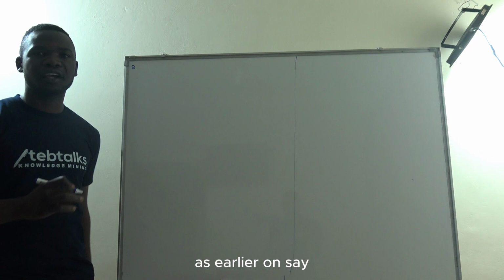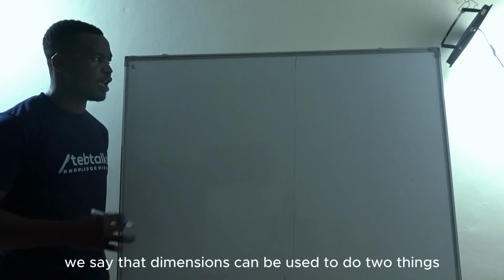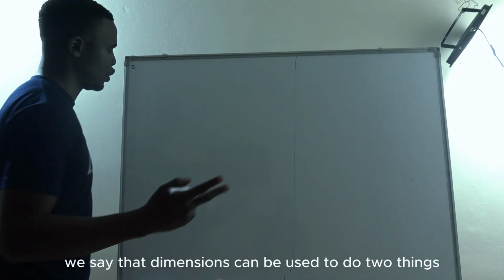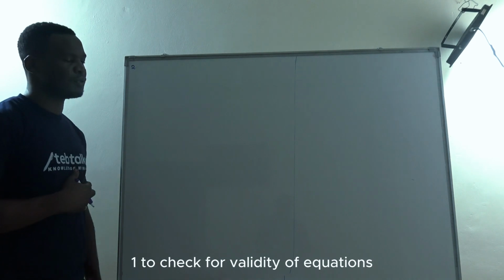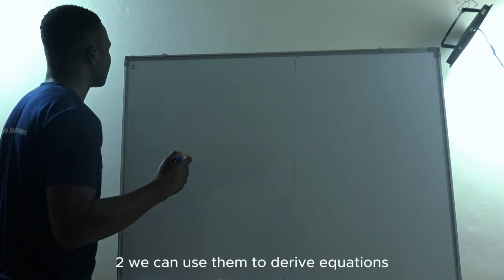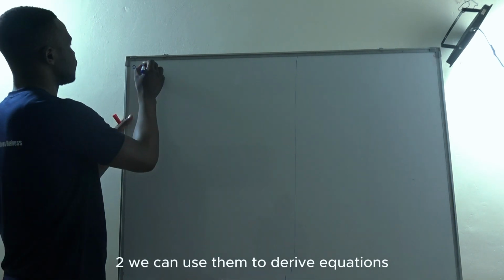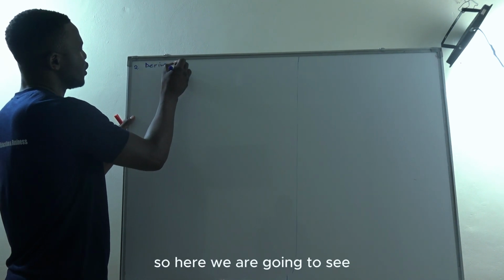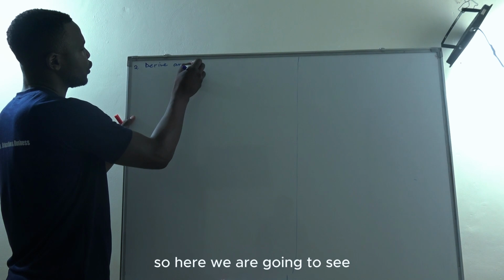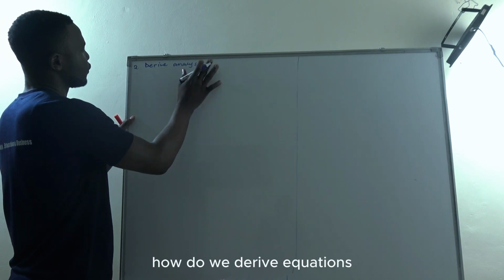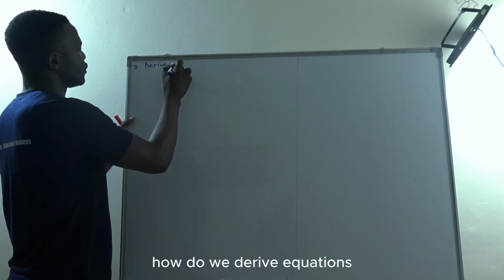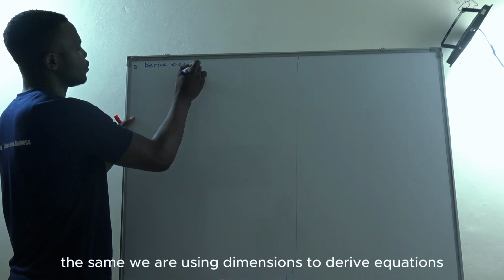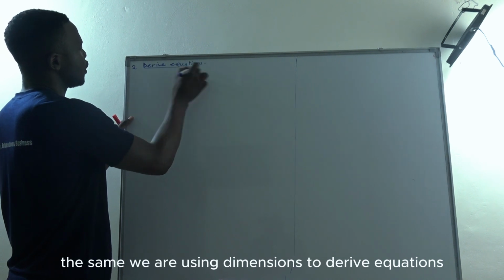As earlier said, dimensions can be used to do two things. One, to check for validity of equations. Two, we can use them to derive equations, which we call dimensional analysis. So here we are going to see how we derive equations, using dimensions to derive equations.